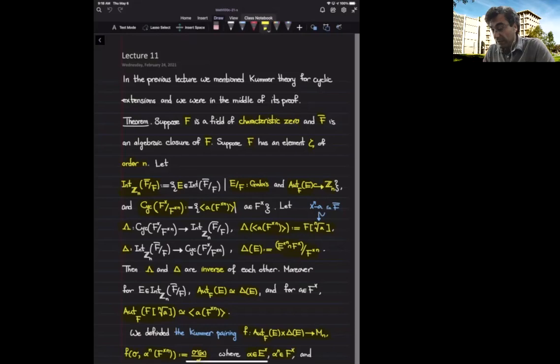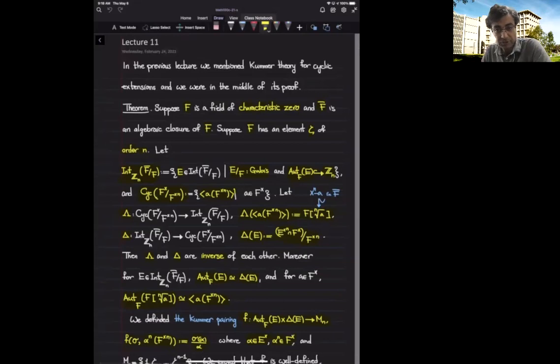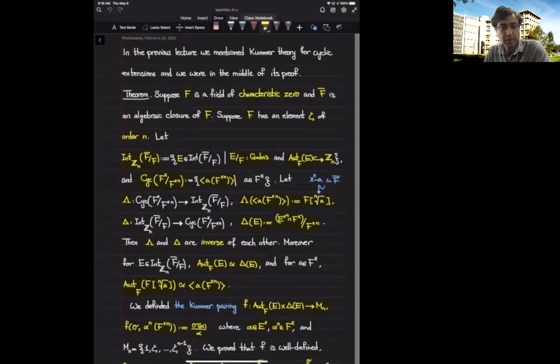So we start with a field that has characteristic 0, and we denote one of its algebraic closures by F bar. As I mentioned, we assume that F has an element of order n, and let's call it zeta. The group generated by zeta we are going to denote by M sub n. So M sub n is a cyclic group that has n elements. The elements are 1, zeta, zeta squared, dot dot dot, zeta to power n minus 1.